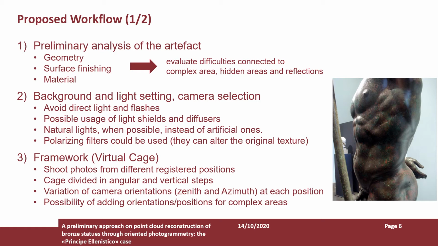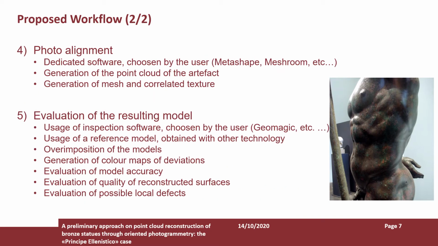In each position, the camera orientation, in terms of zenith and azimuth, can be varied, and we can also add orientation and position, increasing the number of photos for specific complex areas. Once photos are obtained in every prescribed position in the cage, they must be aligned using dedicated software such as Metashape or Measure, for example. Each user can choose their own specific software between commercial and open source solutions.